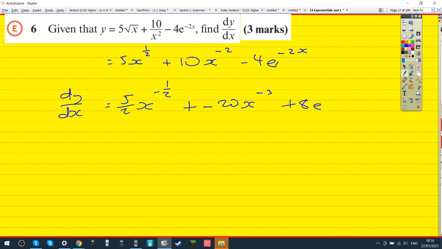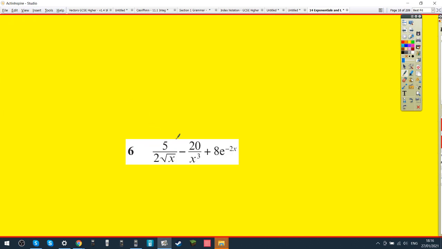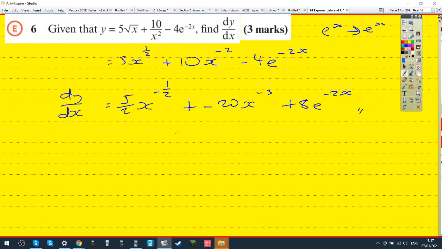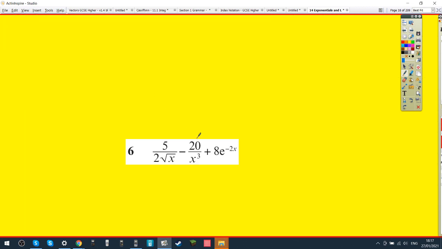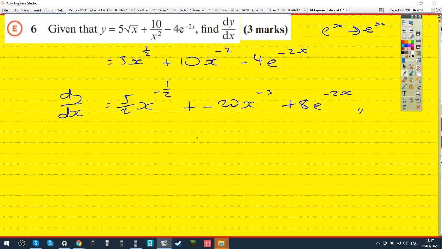e to the x stays the same, this one. The derivative of e to the x is e to the x. It's a special one where it doesn't change. So 5 over 2, they put that back into that form, but they didn't ask for that. Minus 20x to the minus 3. Yep, great. Any questions there? No. Okay.